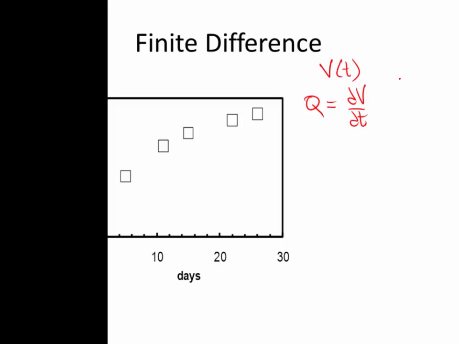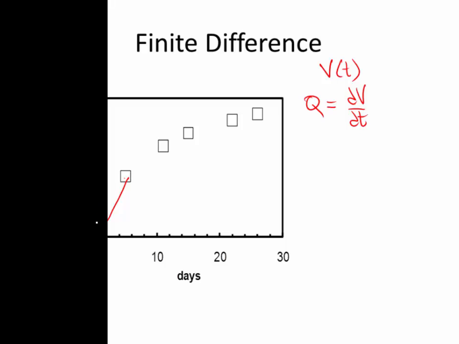So there are a couple of ways that we could do it. One way would be to just recognize that the derivative is the slope, and these squares show the measurements that we've made, the volume that we've measured at different times. And so one possibility would be to just take the slope of the line between these points as the derivative, and that slope then would give us the flow rate.